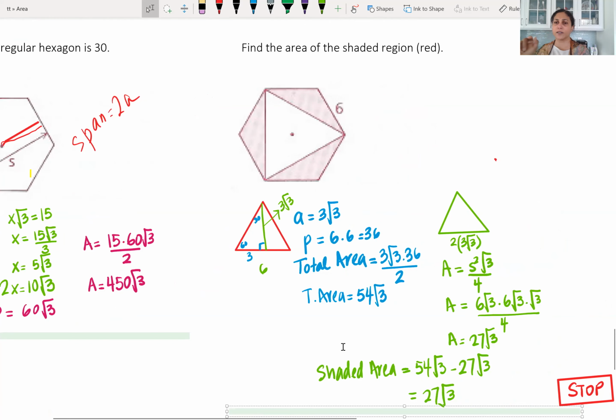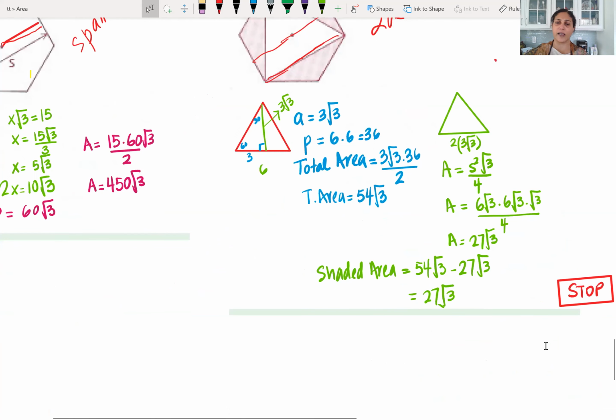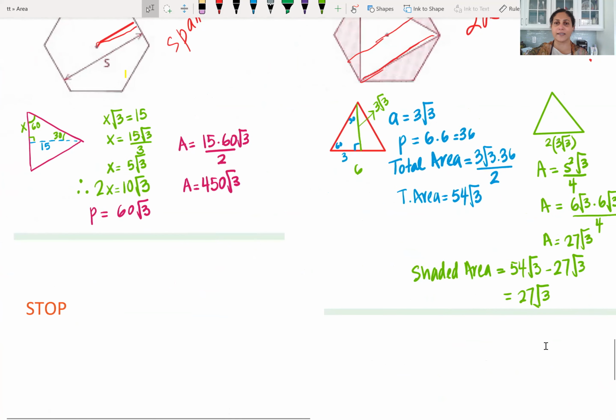However, for the equilateral triangle in the middle, each of these sides is actually a span, right? And so that measurement is 2 times the apothem. And so I have an equilateral triangle where each side is 2 times the apothem. And I use the equilateral triangle formula. Be very careful, don't make mistakes. I hope I haven't made mistakes. And that is the answer.